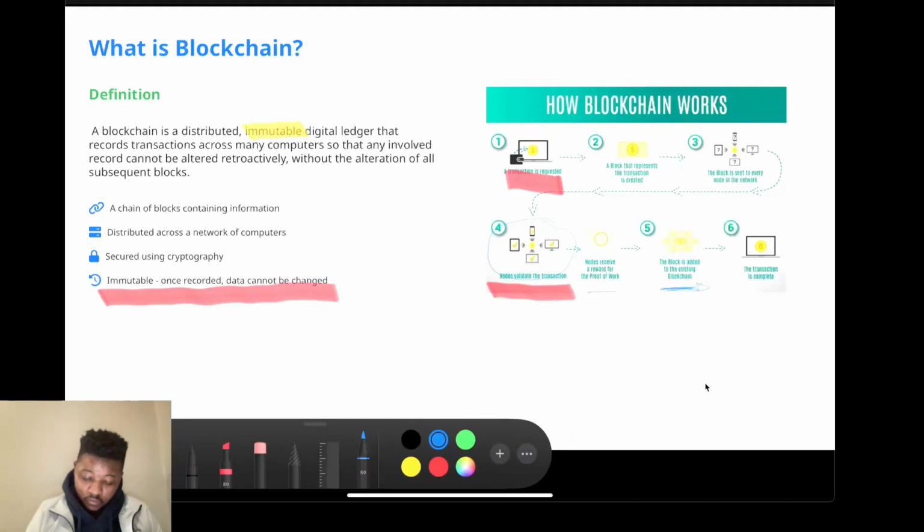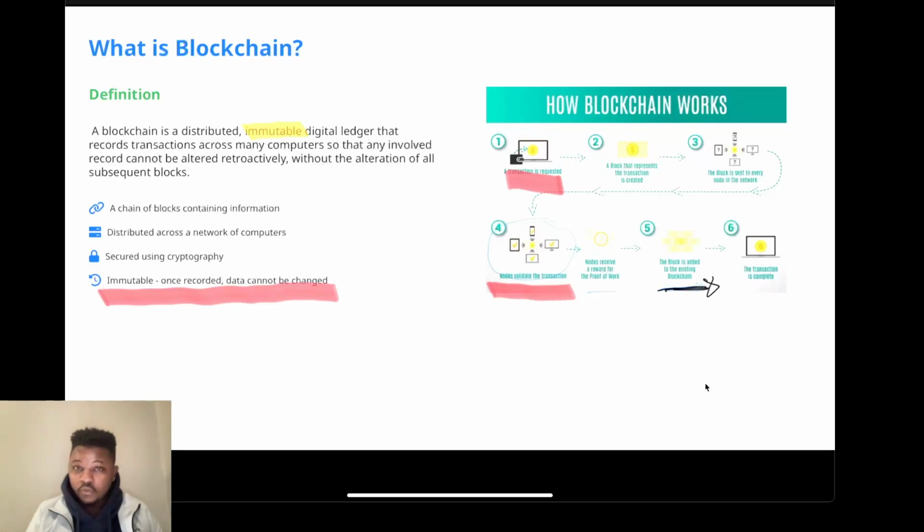This is the part where the blocks are moved into the blockchain. Then after that, your transaction is completed and you get a notification, which is this one. So understand, this is the basics.